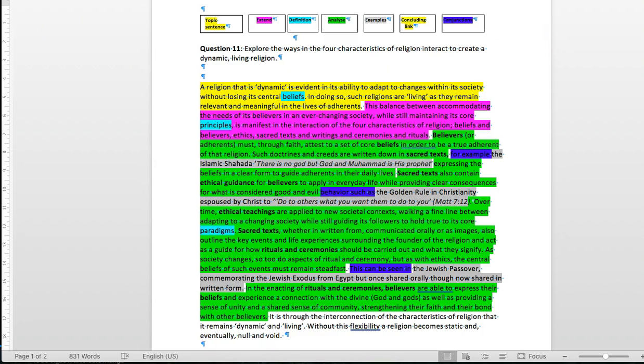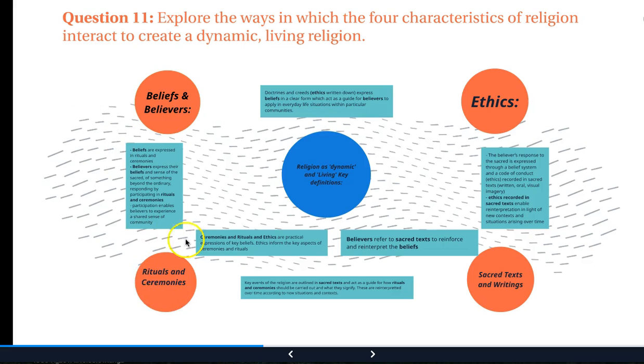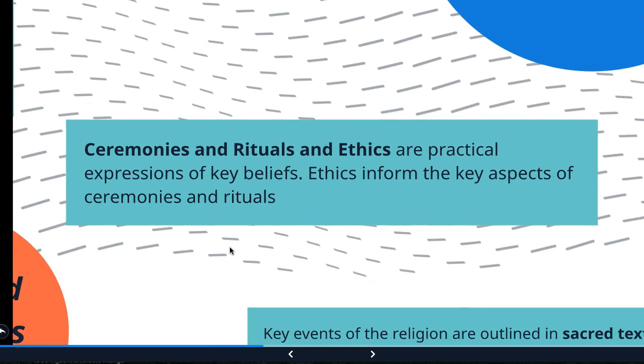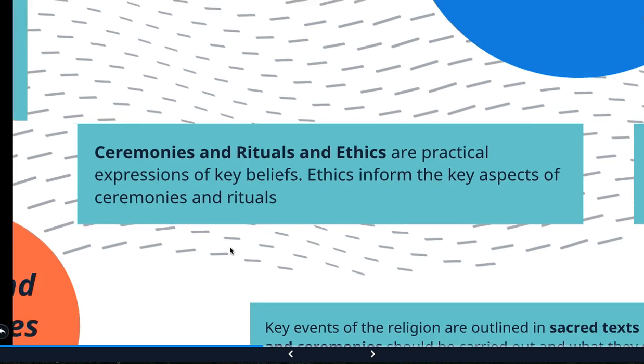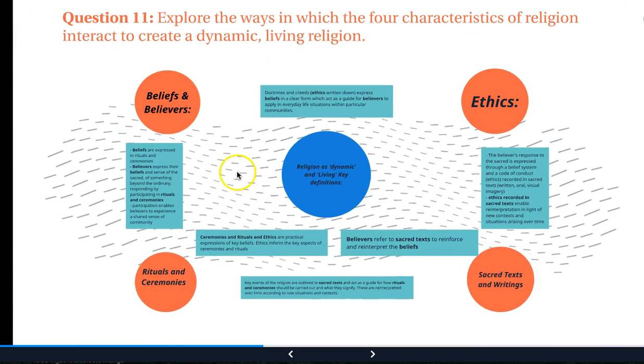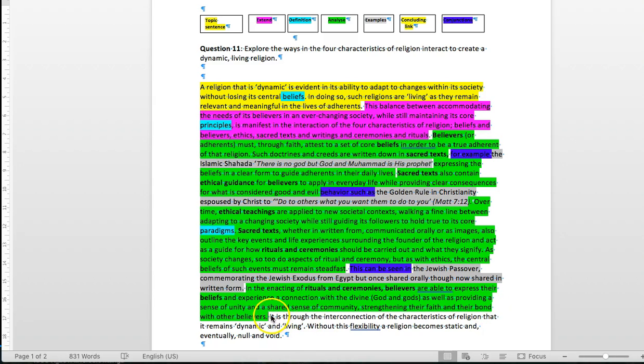Now we could go a little bit further and we could talk about the link between rituals and ceremonies and ethics. That rituals and ceremonies and ethics are the visual expression of key beliefs, and that ethics inform key aspects of ceremonies and rituals. We could also talk about the relationship between beliefs and believers and sacred texts and writings. It's fairly obvious. And finally, we'll go to our topic sentence.